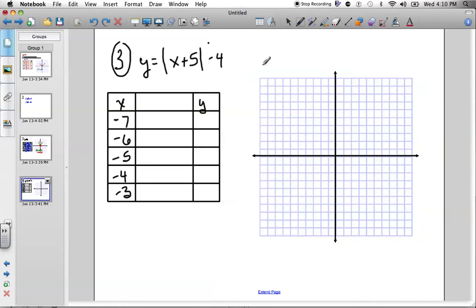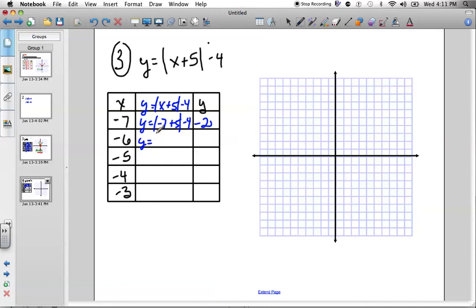How about this one? Y equals the absolute value of x plus 5, minus 4. Go ahead and pause the video here. Try this one on your own and come back and check it. On this one, the correct order of operations is important. So we have y equals the absolute value of -7 plus 5, minus 4. -7 plus 5 is -2. The absolute value of -2 is 2. 2 minus 4 is -2.